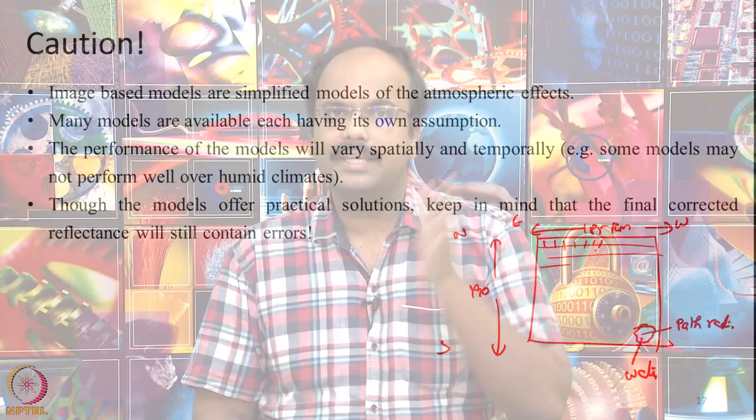But here we are assuming the effect of atmosphere is uniform across the image. That may not be the case. Atmosphere may not be uniform. So the dark object subtraction method has a lot of assumptions inside. Those assumptions may not be satisfied, and the image, even after we correct, may have some errors within it.